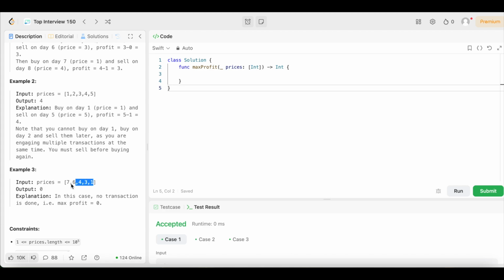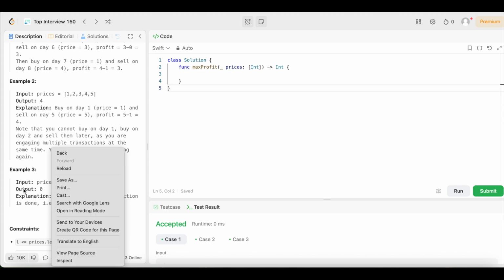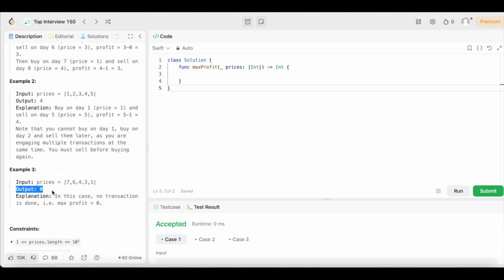So in this scenario, since all the numbers are decreasing, the output is 0 because there's no way for us to buy and then make money, right? In order to make money, we have to buy low and sell high. But in this example, all we can do is buy high and sell low, and nobody wants to do that because you're not going to make any money like that. So in this case, the output is 0 because there's no money to be made with these stock prices right here.